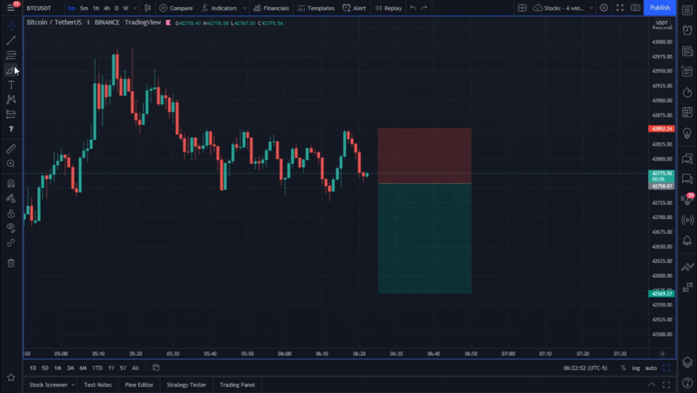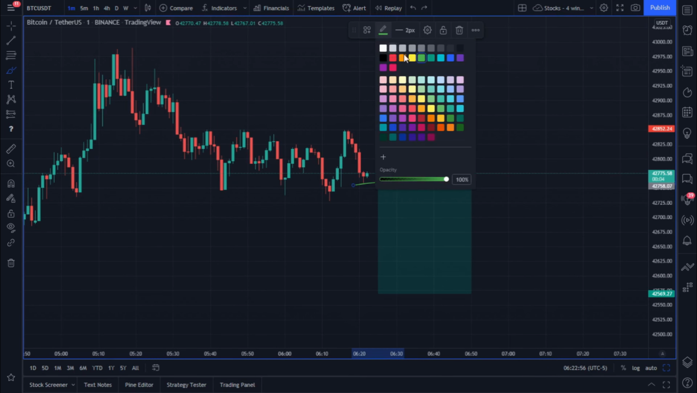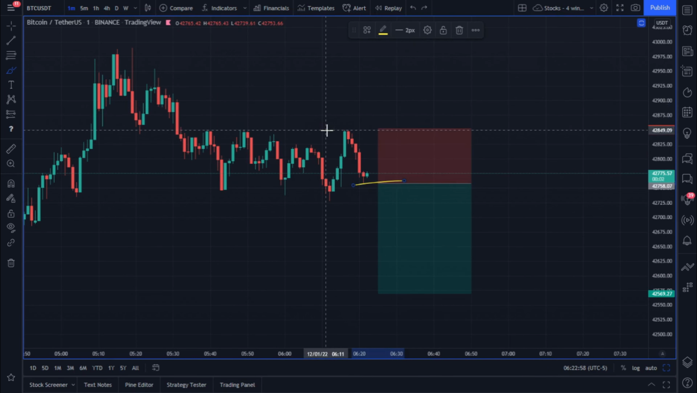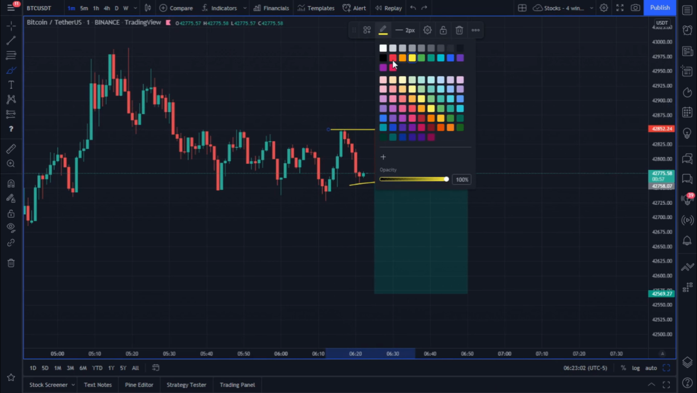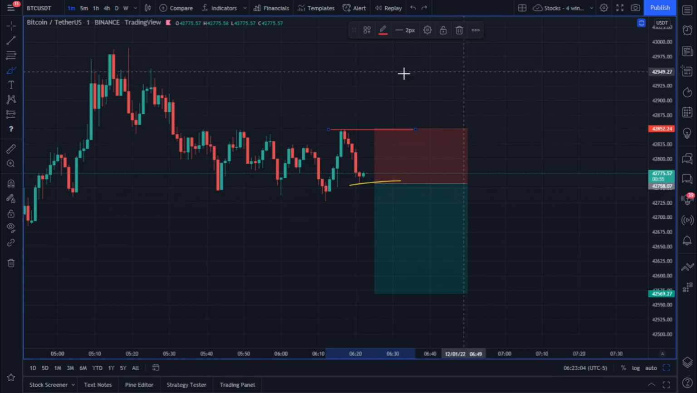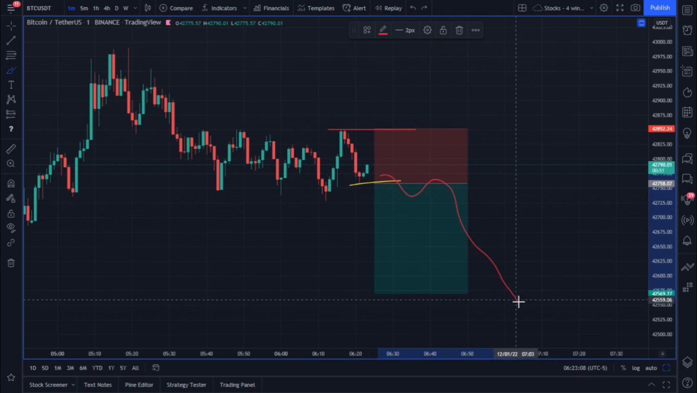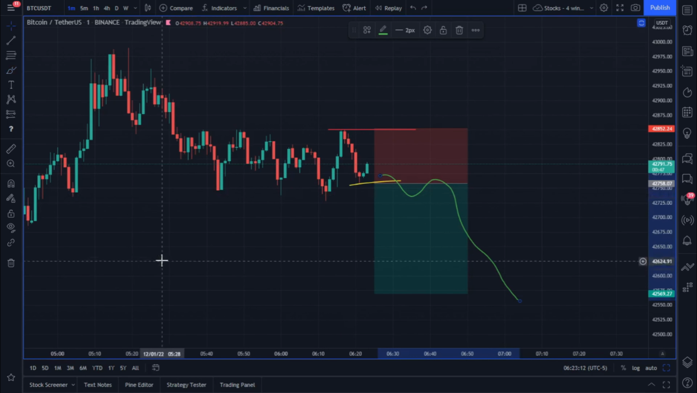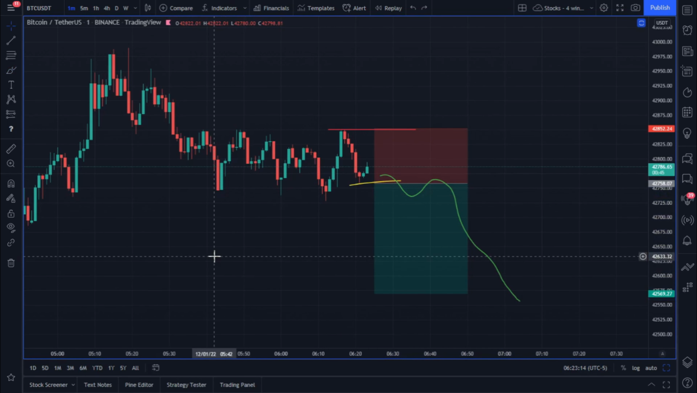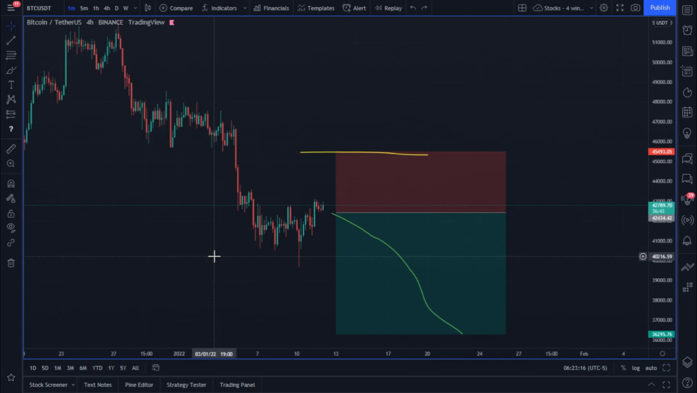So what are we saying? We're saying if we enter here, we don't believe the price will go above here, our stop loss, because we believe the price will drop down and hit our take profit. Basically the same thing we were looking at before. Let's go back to that chart.